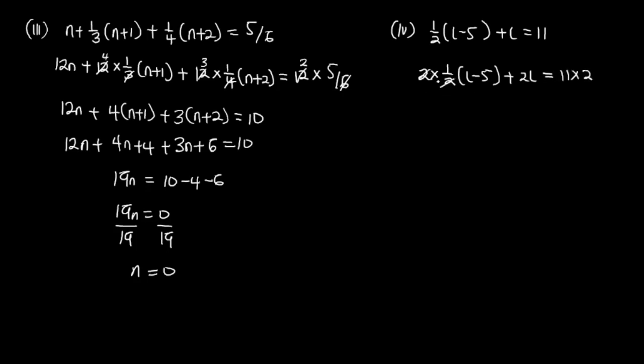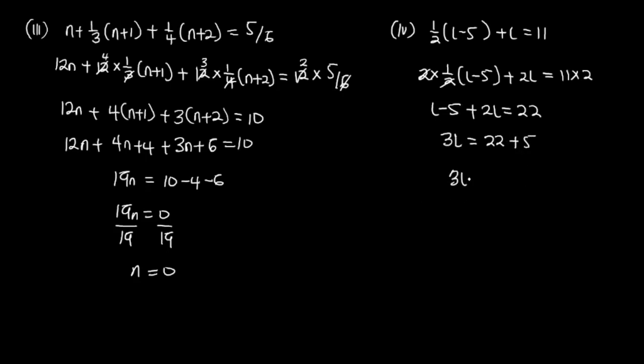So this cancels this out. So we have L minus 5 plus 2L is equal to 22. Now, L plus 2L gives me 3L is equal to 22. Then I send the negative 5 here to the right hand side. It becomes positive 5.